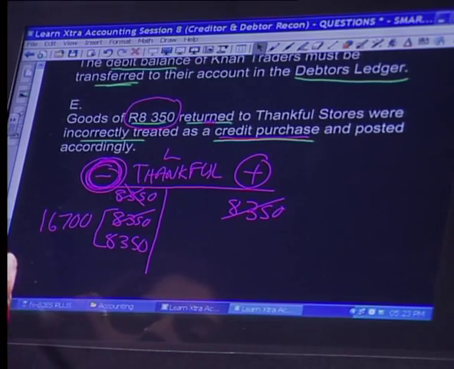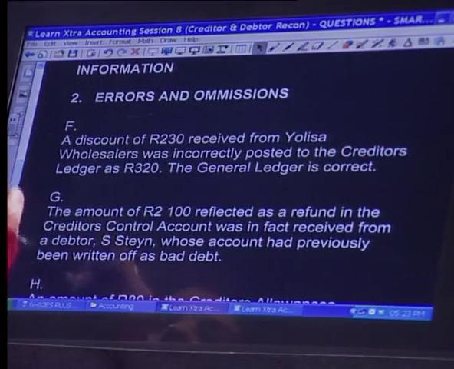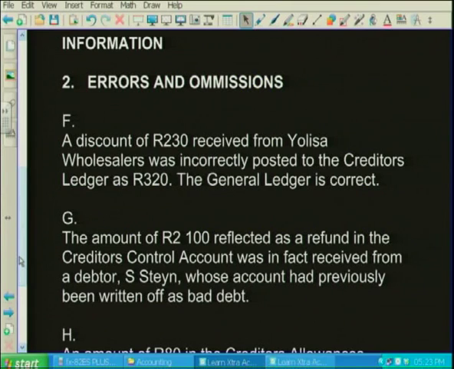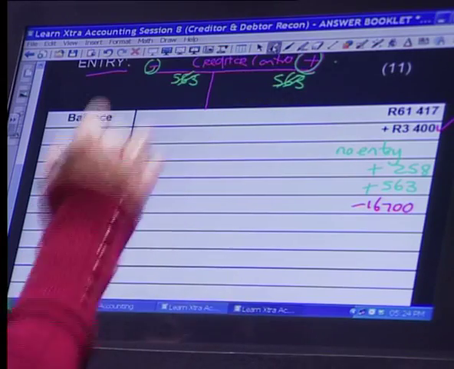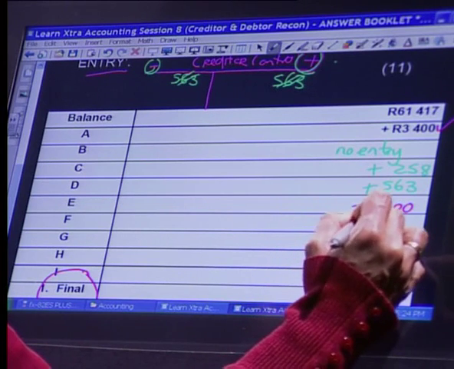Right, ready now to move on to adjustment or error number F. Let's go to our question. Right, our next error reads as follows. A discount of 230 Rand received from Yolisa Wholesalers was incorrectly posted to the creditor's ledger as an amount of 320 Rand. The debtor's ledger is correct. In other words, the control account is correct. We don't have to adjust the control account. So remember guys, the question asked us to write down, if we're not adjusting the control account, to write down no entry. So let's do that immediately before I forget. So let's go to the answer sheet, and we're busy with adjustment F. So for adjustment F here, there is no entry.